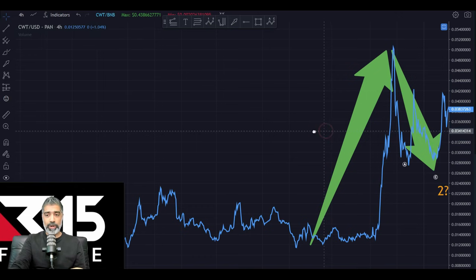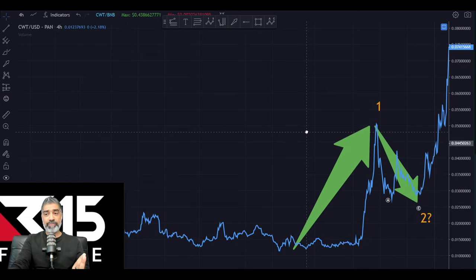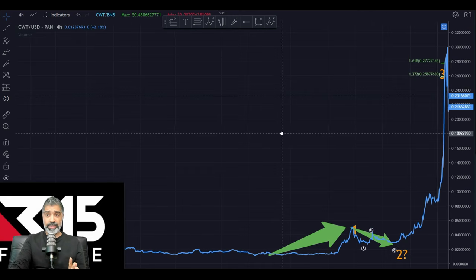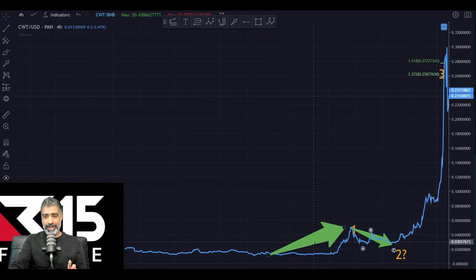And what happened with CrossWallet, literally, it just took off. Wave 3 took off, and it was a very nice wave 3. Very nice wave 3. In fact, it was overextended. It just kept on going and kept on going. And when we first brought out the video, it was down here actually. It was more like 0.013, thereabouts.